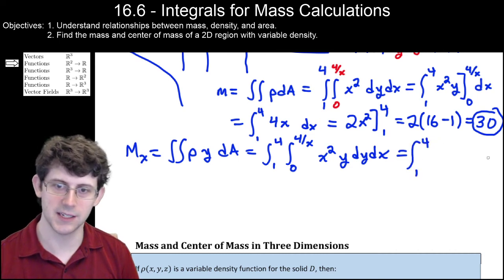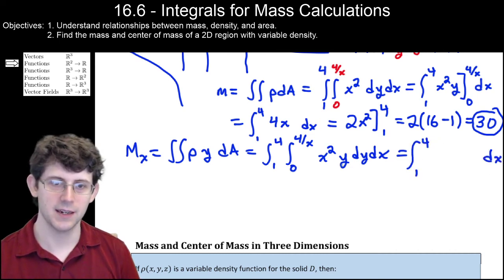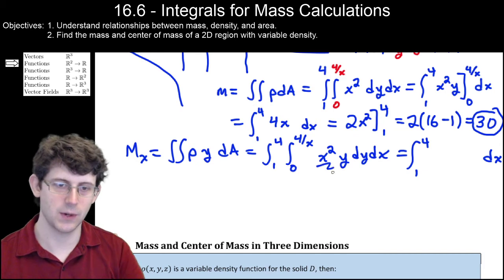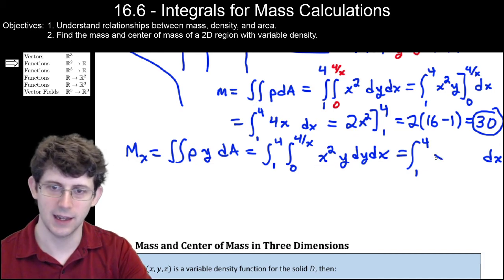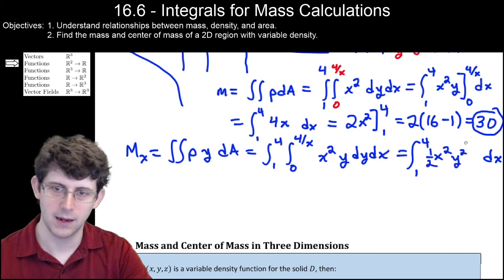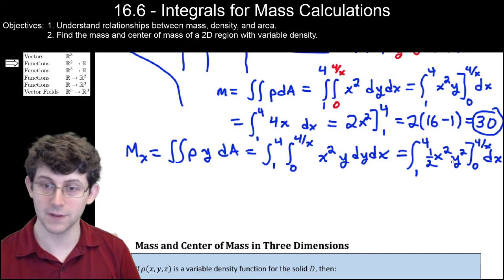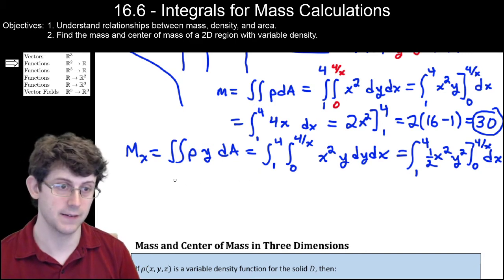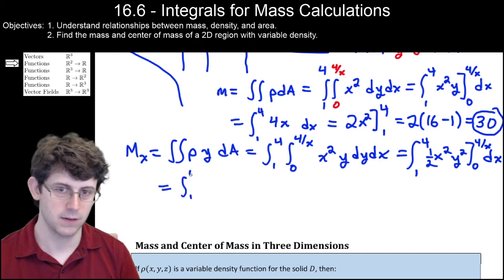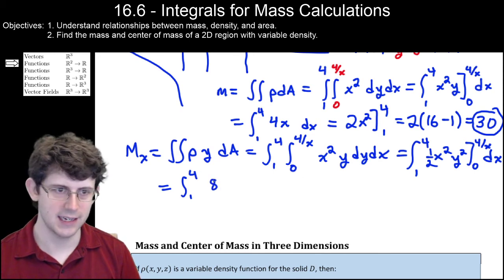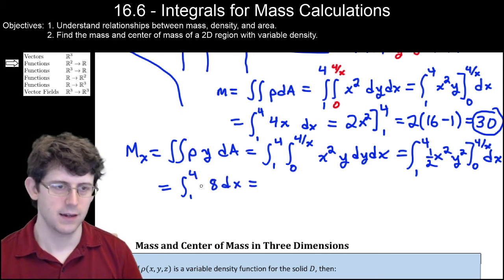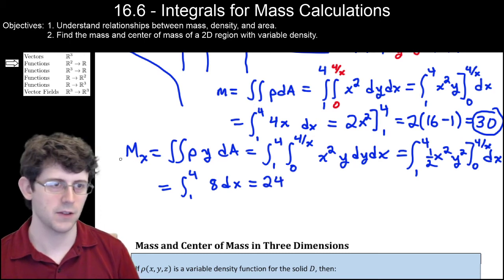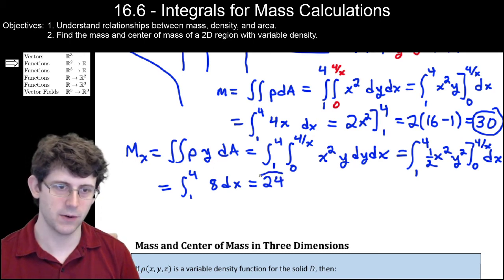The outer integral sits here and waits for us to be done. The integral of x squared y, x squared is a constant, so I get x squared times half y squared from 0 to 4 over x. Plug in 4 over x, and now it cancels all the x's, and I get just 8 dx. This is 24. So the moment about the x-axis is 24.